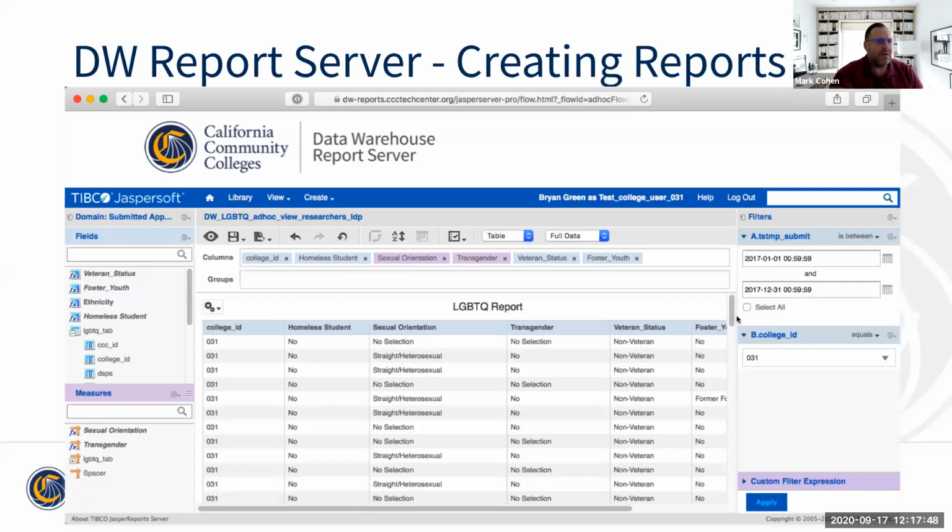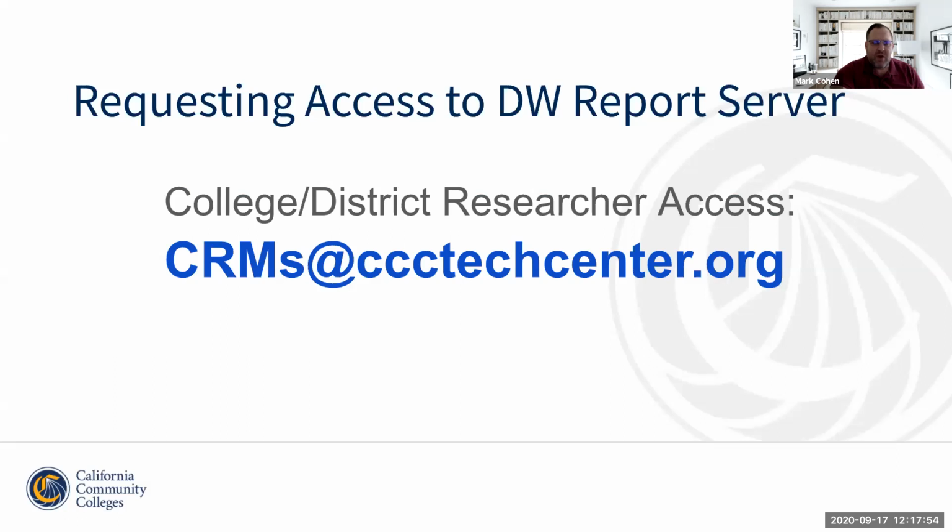As far as requesting access to the data warehouse report server, we launched August 27th. We've already upgraded, I believe, 82 colleges to the new report server. If you are a researcher and you do not yet have access to the data warehouse report server, that can be requested through an email to the Tech Center Enabling Services College Relationship Manager. If you do not know who your specific college relationship manager is, an email to this email address I'm displaying will be routed to the correct individual who will reach out to respond and help set up your account.